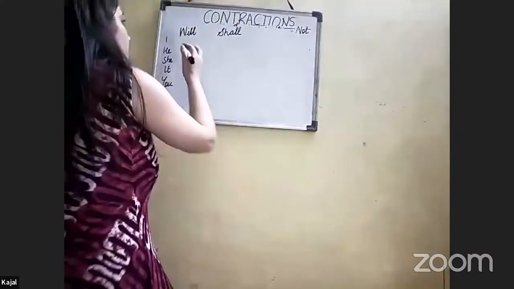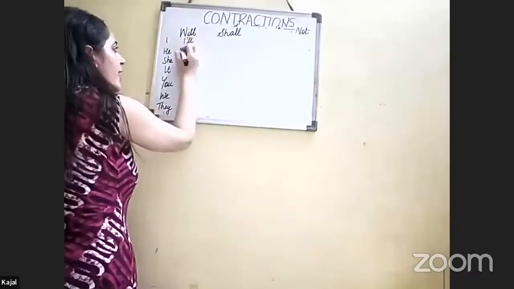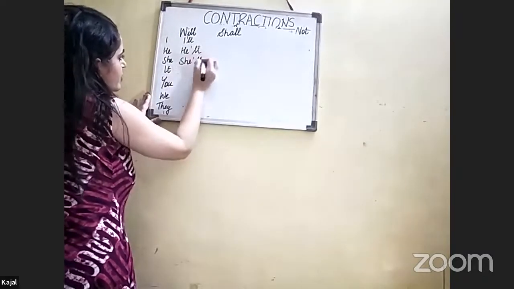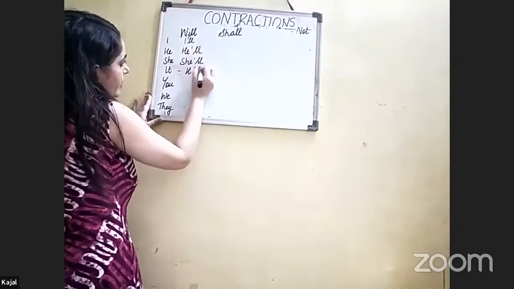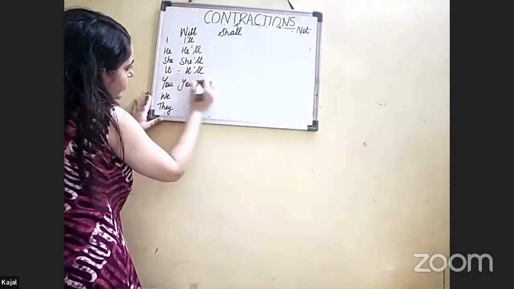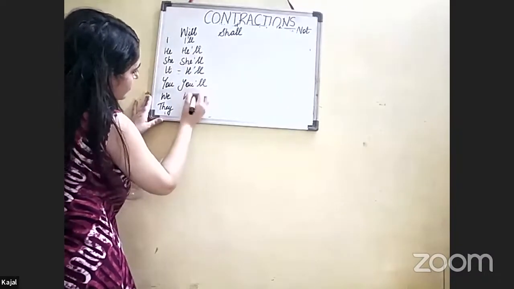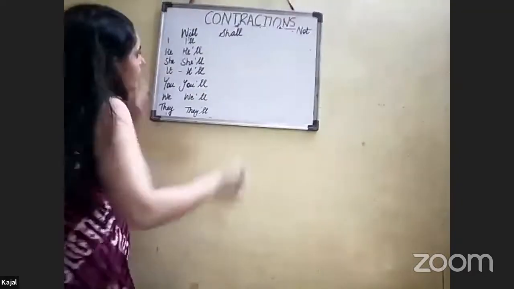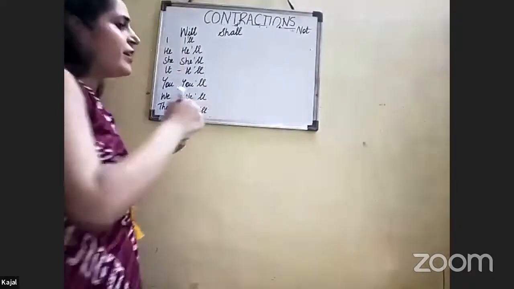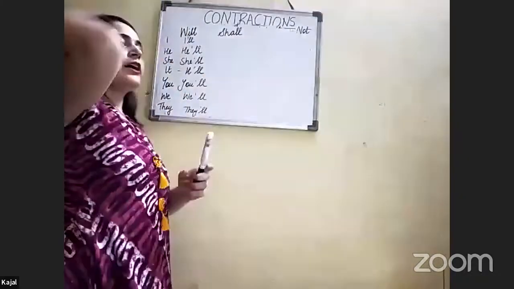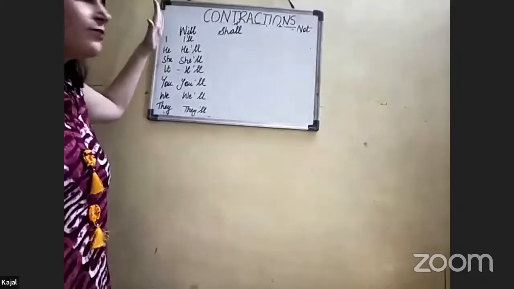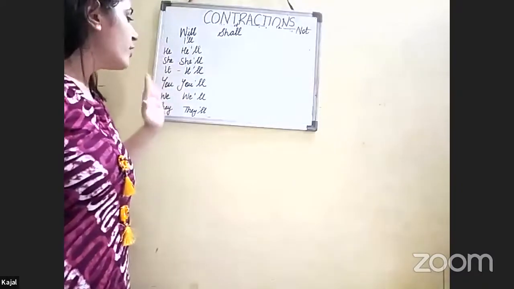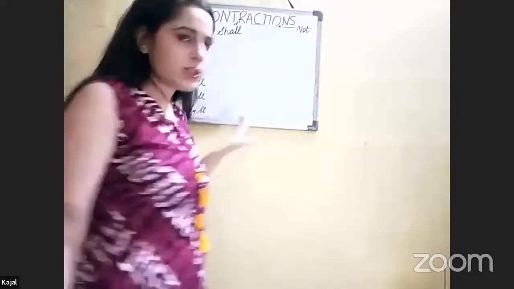So it will become I'll, he'll, she'll, it'll, you'll, we'll, they'll. These are very simple. Even if it is shall or will, it will remain the same. The contraction will always be I'll, he'll, she'll, it'll, you'll, we'll, and they'll. These will not change. Okay.